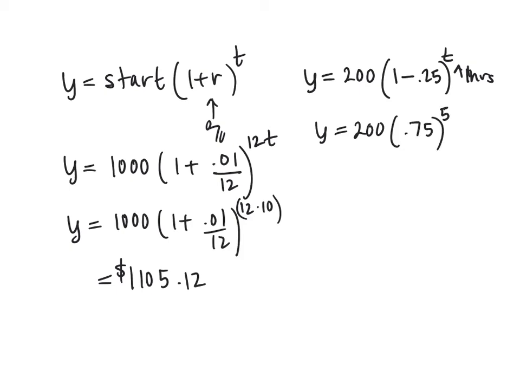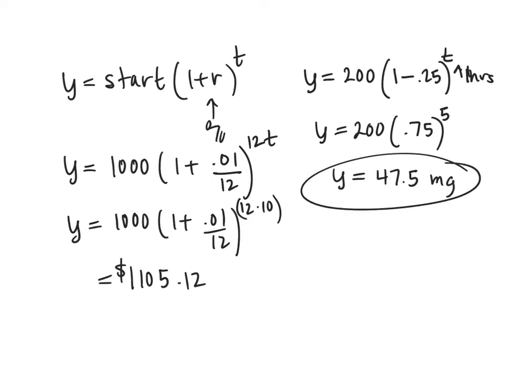After, say, 5 hours, this equation would tell you 200 times 0.75 to the power of 5, there would be 47.5 milligrams left in your body of ibuprofen if it decayed at 25% per hour. All medication, everything you've ever taken that's medicine, whether it be antibiotics, other medications, everything decays in your body over time using this kind of formula.